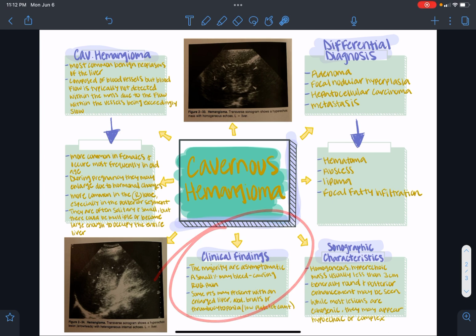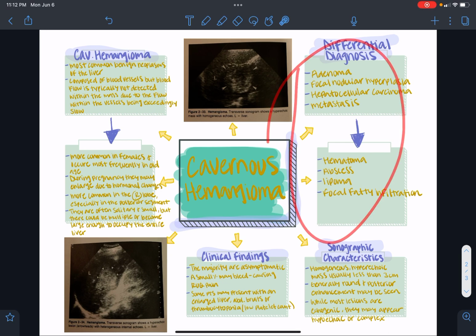Clinical findings: the majority are asymptomatic. A small percent may bleed, causing right upper quadrant pain. Some patients may present with an enlarged liver, abdominal bruit, or thrombocytopenia, which is low platelet count. And then sonographic characteristics: homogeneous hyperechoic mass, usually less than 3 centimeters. Generally round and posterior enhancement may be seen. While most lesions are echogenic, they may appear hypoechoic or complex.